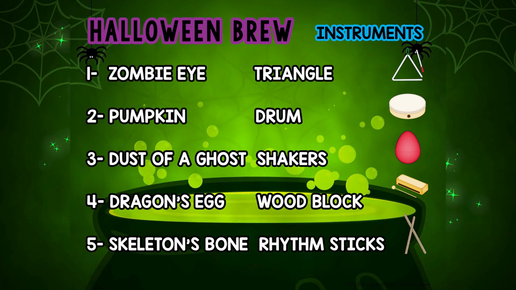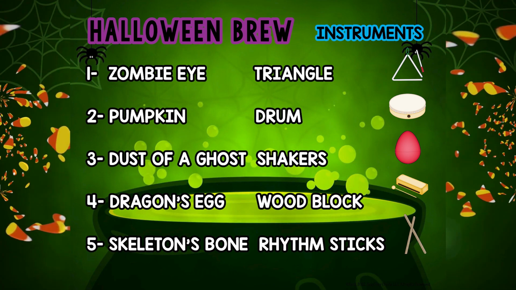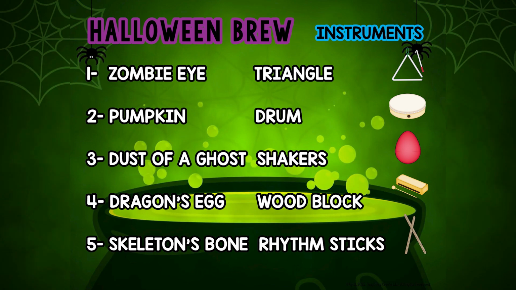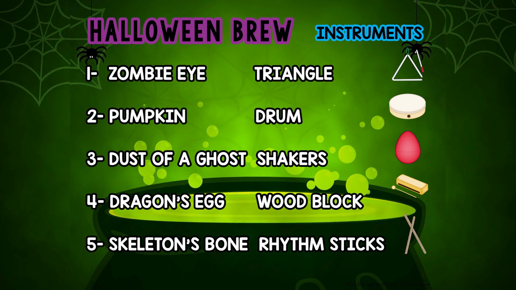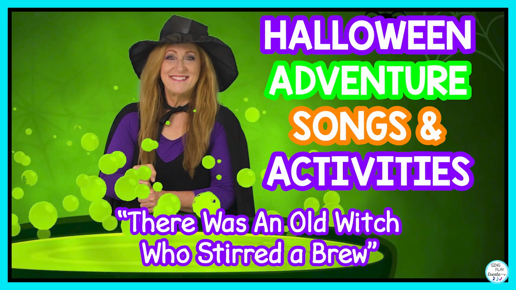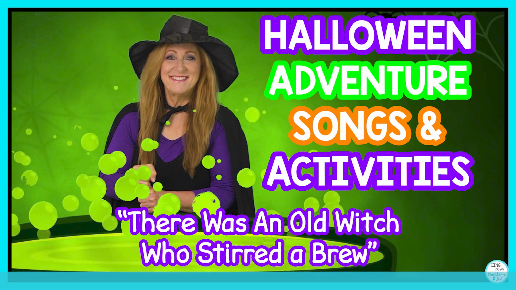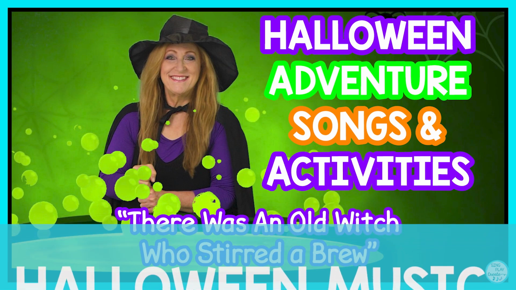You can have every student have one of those instruments, or you can have groups of triangles sit together and groups of drums sit together so the students can help each other play when it is their time to play during the song, because it's going to repeat and it's going to go backwards, and so they have to pay attention. So it's a really fun music and movement activity you can do through the whole month of October.